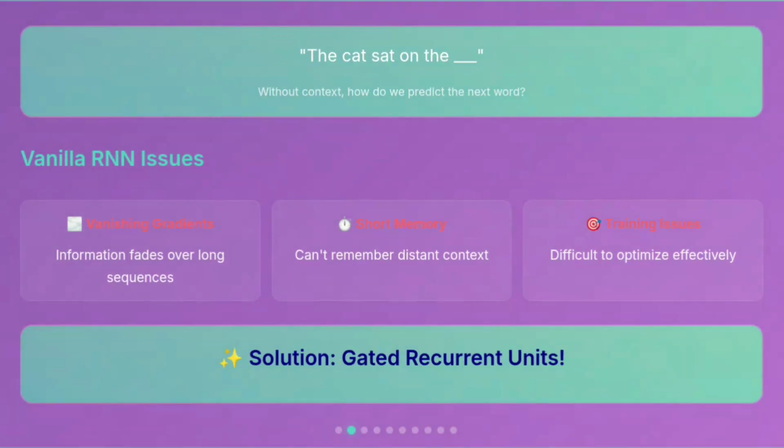This is where recurrent neural networks come in. But vanilla RNNs have a critical problem called the vanishing gradient problem. As information travels through many time steps, it literally vanishes. It's like playing telephone. The message gets corrupted. RNNs struggle to remember information from more than a few steps back. Enter GRUs. They solve this memory problem elegantly and efficiently.